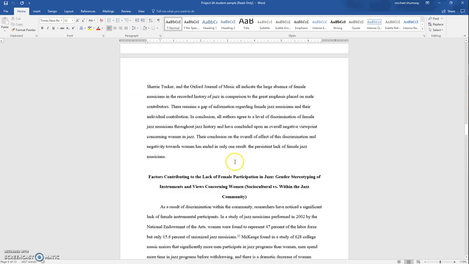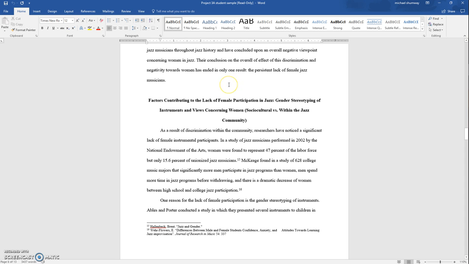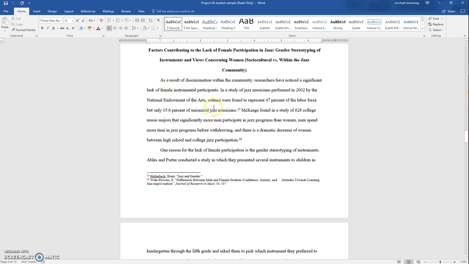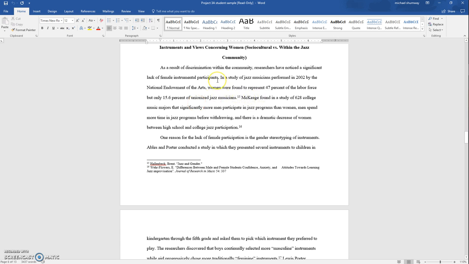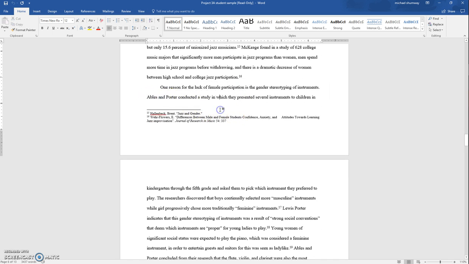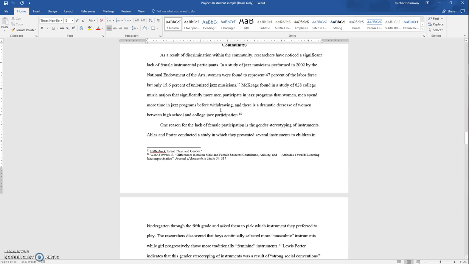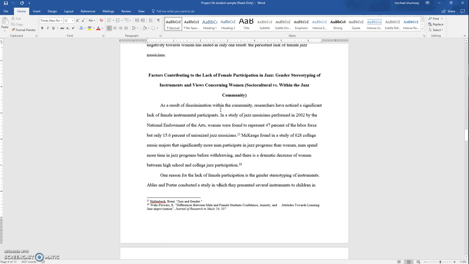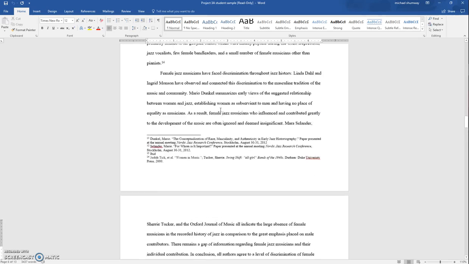Now, here's where it gets interesting, because then you can see that once we've finished up with that history section, we transition directly into a different section. Factors contributing to the lack of female participation in jazz. So we've got factors here. We're dealing with the cause of this issue. And you can see, just like the author did for this first section, we're starting to work through an introduction of the topic and an introduction of sources, right? And then we start to move into related sources that are presenting similar or different information, depending on what you have.